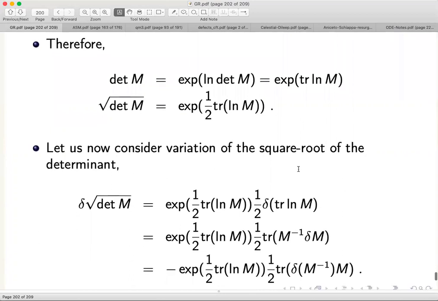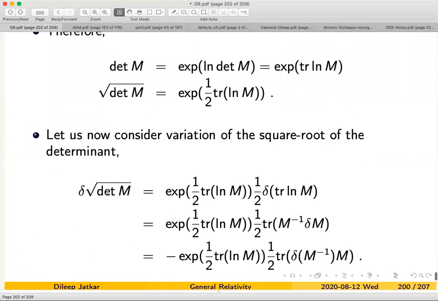Now here's the manipulation of finding the variation of the square root of the determinant of M. That corresponds to the function itself times, so you look at this expression and vary it, which corresponds to varying the exponential. When you vary the exponential, you get the exponential back plus the variation of the exponent, which is this term, half times delta of trace of log of M. Now you can take the delta in and take the variation of log of M, which gives you M inverse times delta M.